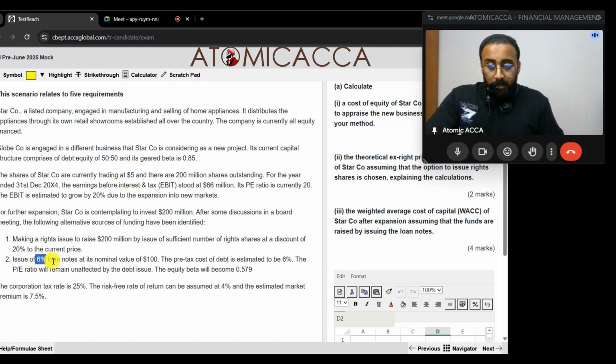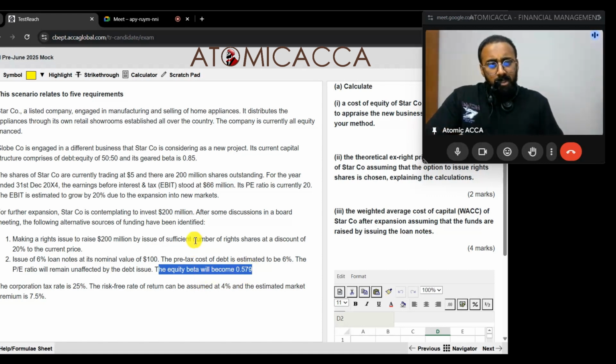Then, issue of a 6% loan note at its nominal value of 100. Pre-tax cost of debt is estimated to be 6% and the PE ratio will remain unaffected by the debt issue. Equity beta will become 0.579.